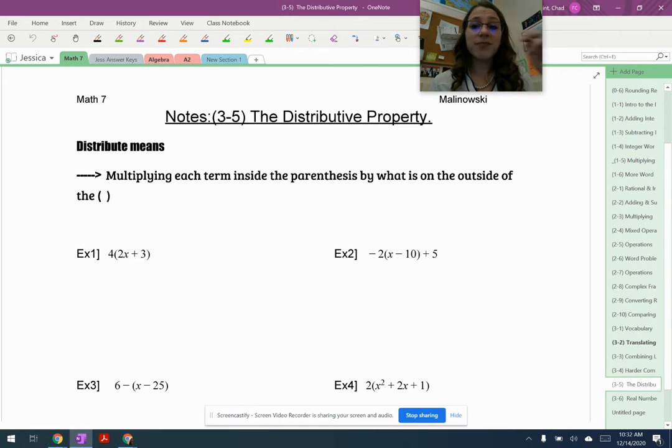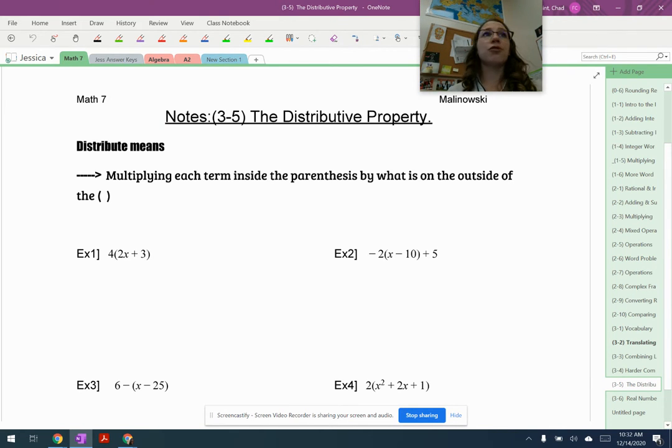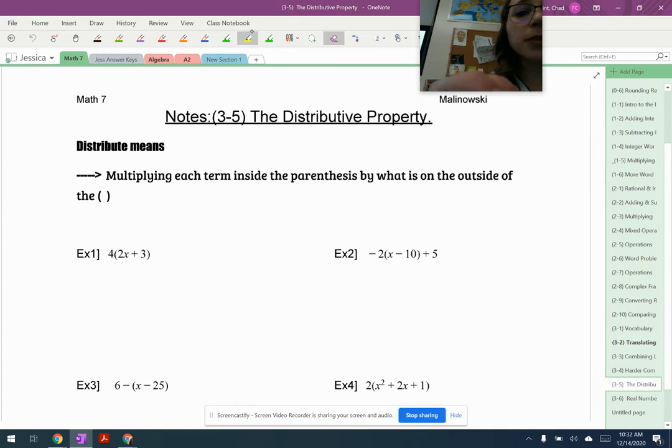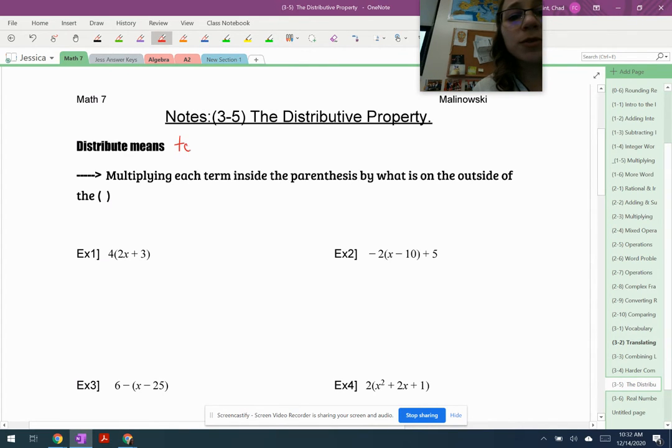So very important here. So distribute means if I say that I'm going to distribute a packet of papers or if I'm going to distribute a test to the class. Distribute means to simply pass out or to give to everyone in the group.